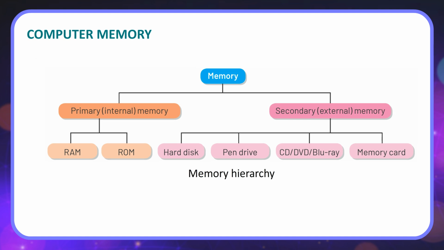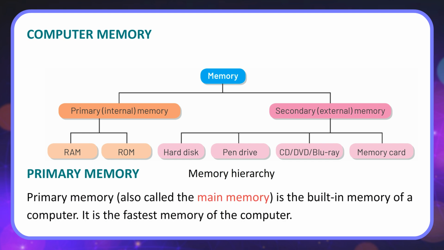Memory hierarchy. Memory. Primary (internal) memory. Secondary (external) memory. RAM, ROM. Hard disk. Pen drive. CD/DVD/Blu-ray. Memory. Primary memory. Primary memory, also called the main memory, is the built-in memory of a computer.